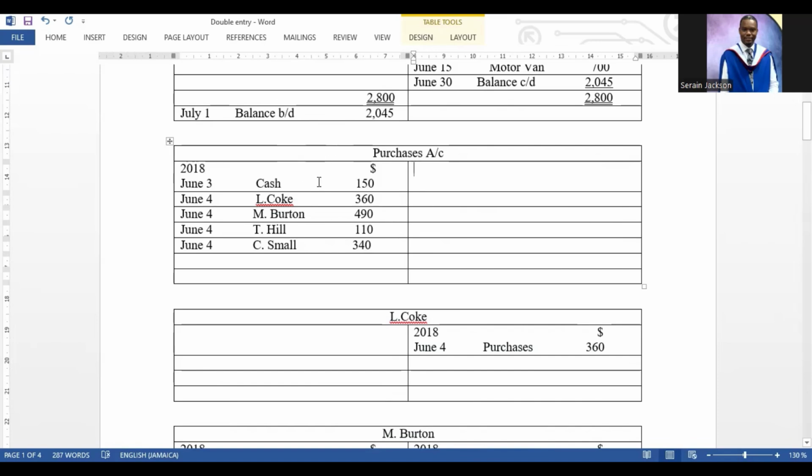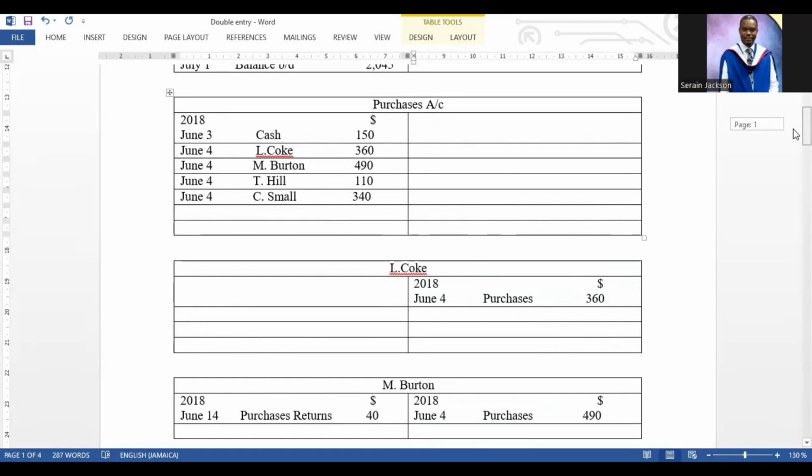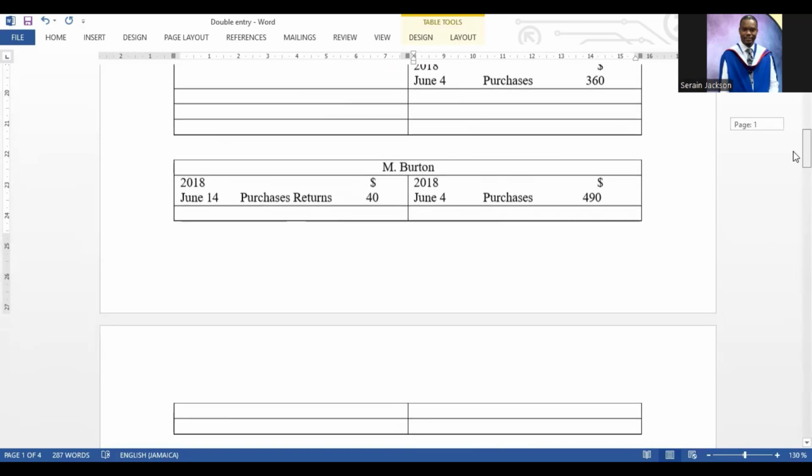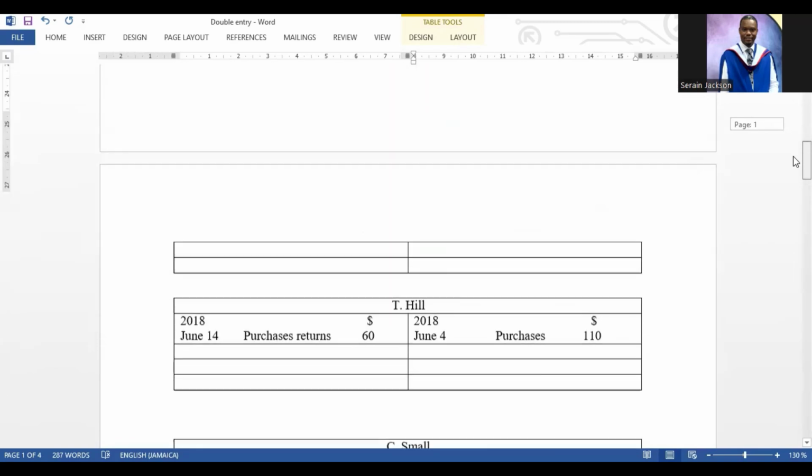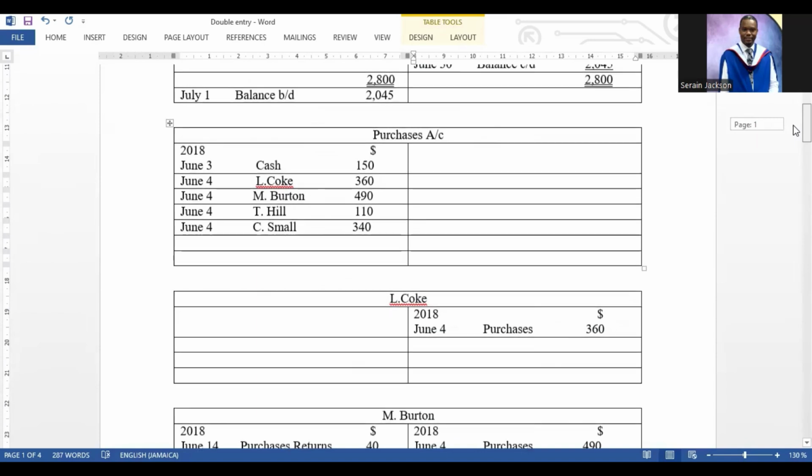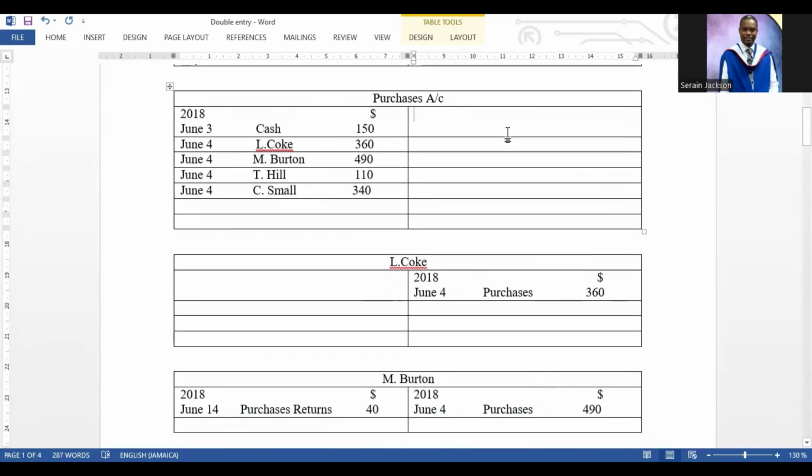So the purchases account, same principle. Add up both sides to get their totals. And at this point, I am going to speed up the video a bit so you can see how I balance off the rest of the accounts. All right, so let's go.